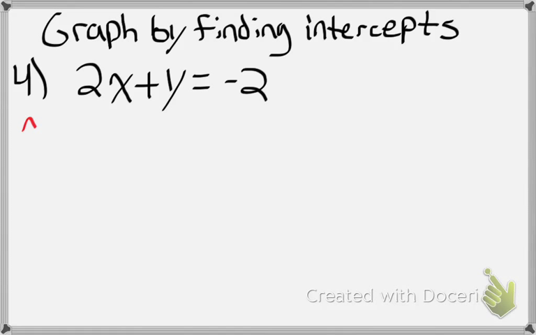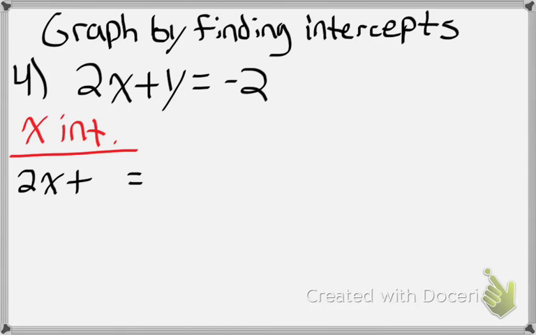Alright, so let's start by finding the x-intercept. To find the x-intercept, you have to make y into 0 and then solve for x. So 2x plus, instead of y, I'm going to leave it blank for now because I'm going to write it in a different color, equals negative 2. So y becomes 0. So now if we solve for x, we'll be left with 2x equals negative 2.